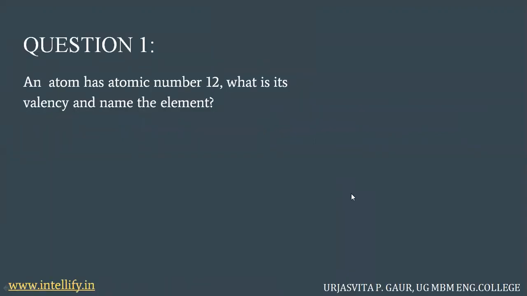So the first question is, an atom has an atomic number 12. What is its valency and name the element? Now the approach to this question will be such that we'll be dividing this question into two parts. The first part we will be finding the valency of this element, and then we'll be deducing the name of this element by looking at the periodic table.